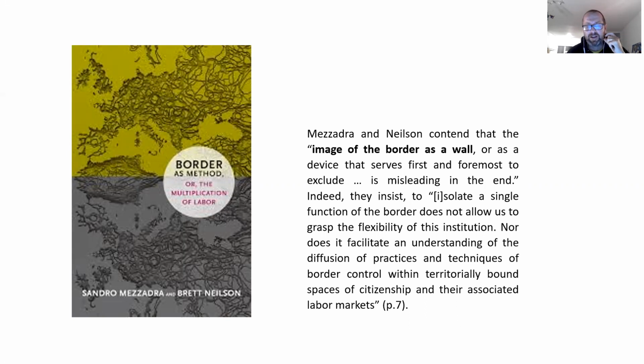Indeed, they insist, to isolate a single function of the border does not allow us to grasp the flexibility of this institution, nor does it facilitate an understanding of the diffusion of practices and techniques of border control within territorially bounded spaces of citizenship and their associated labor markets. For Mezzadra and Neilson, then, it is important to look beyond the border's function of exclusion to cast a critical gaze at its role in processes of inclusion as well.